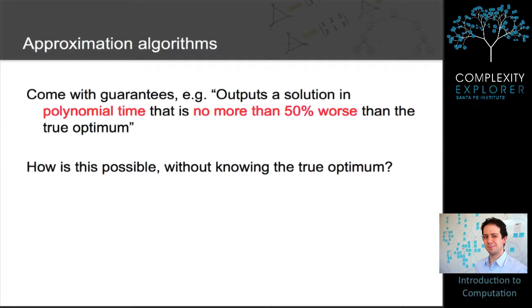For example, an algorithm might output a solution in polynomial time that's guaranteed to be no more than 50% worse than the true optimum. At first, it may not be clear how this is possible. How could an algorithm possibly make that guarantee without actually knowing what the true optimum is? So let me give you a very simple example.